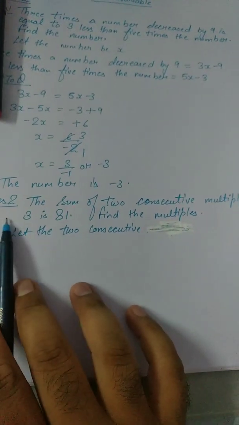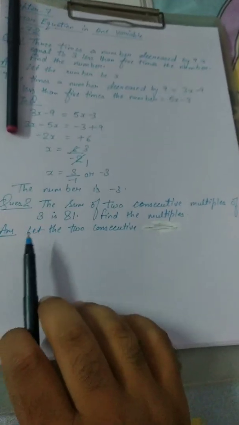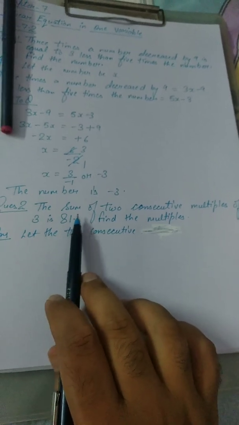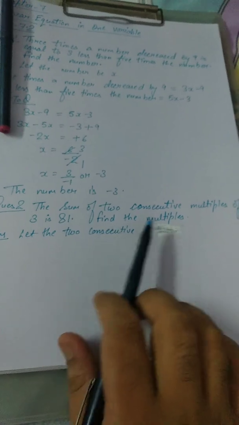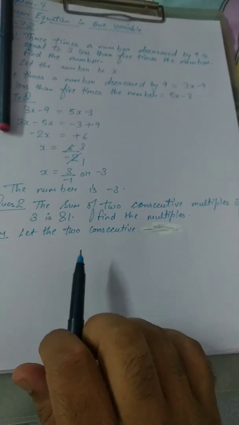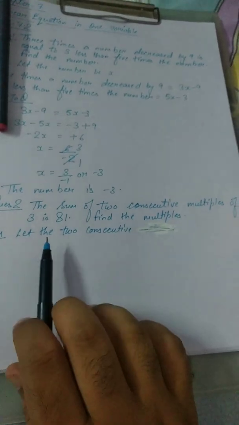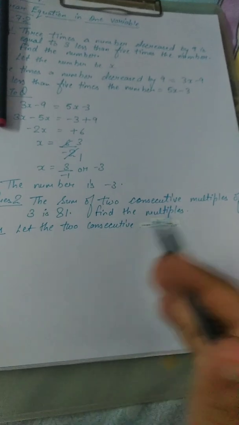Now come to question number 2. The sum of two consecutive multiples of 3 is 81. Find the multiples. Now the question said that the sum of two consecutive multiples of 3 is 81. Find the multiples. Now you have to find the multiples. First of all, a question may arise in your mind. What are consecutive multiples? Consecutive multiples means जो one after other आता, means एक के बाद दूसरा.